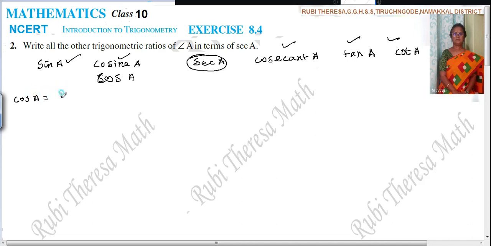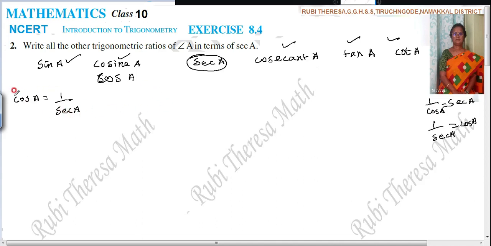Cos A is 1 by secant A. Reciprocal of cos A is secant A. Understand? 1 by cos A equal to secant A. Reciprocal of secant is cos A. 1 by secant A equal to cos A. So cos A equal to 1 by secant A.